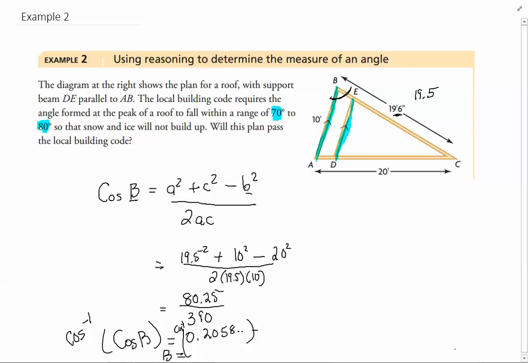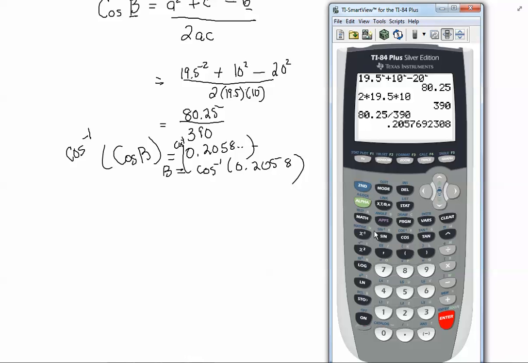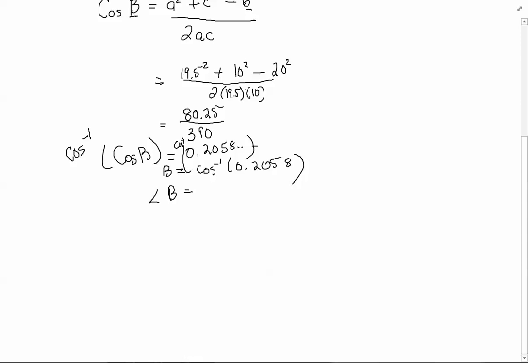So angle B, if you want to write it out, is the inverse cos of 0.2058. Pull up our calculator, and we have second cos, so the inverse cos, and we pull in our answer, second and negative, press enter, and we get 78 degrees. So angle B is equal to 78 degrees.